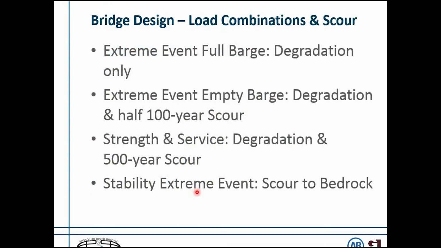So in coming up with our Midas models for our substructure design, we had to consider 4 different load combination and scour effect cases. First, we had an extreme event full barge load combination case where only degradation was considered for scour. For an extreme event empty barge load combination, we had to consider degradation and half of the 100-year scour. For strength and service cases, we considered degradation and the full 500-year scour.